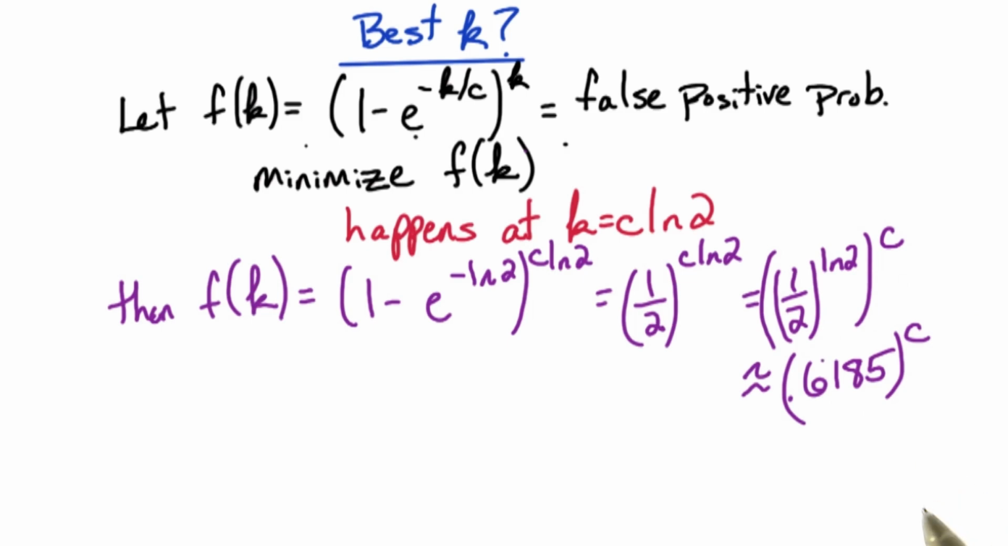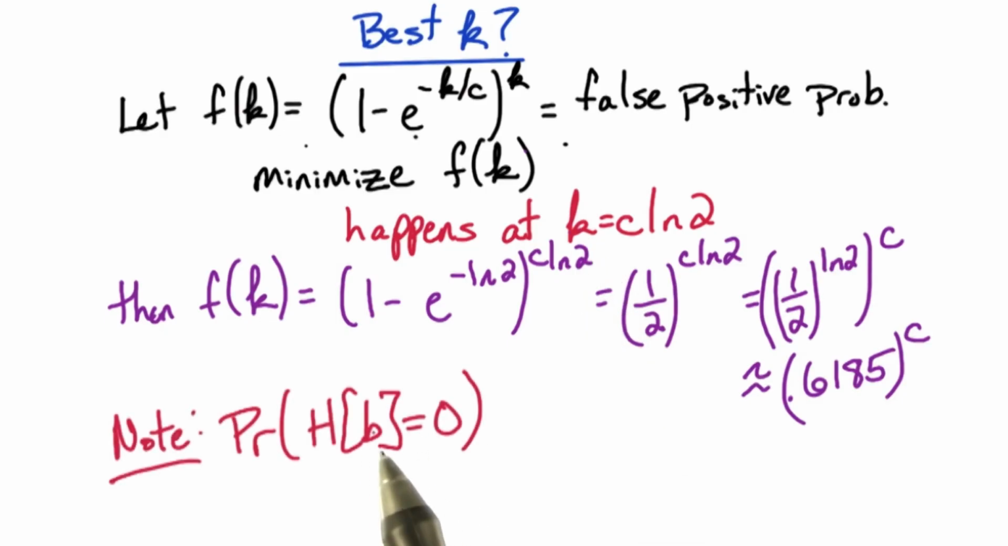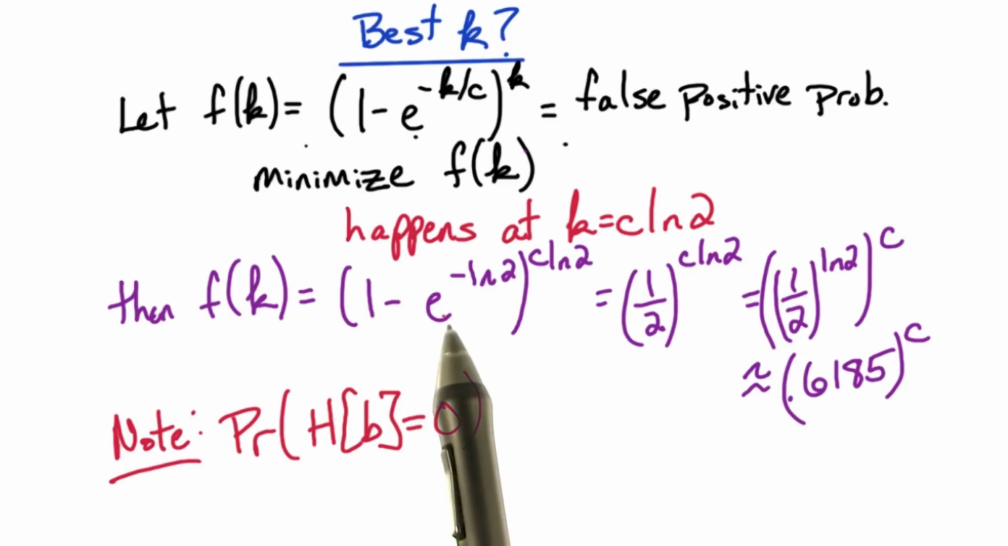Before we look at that, let's take a look at this expression right here. I want to point out something interesting about this optimal choice of k. What's the probability a specific bit is 0 or 1? The chance it's 1 is this inner expression. The chance it's 0 is this expression right here. Both of those are 1/2. So the chance we're setting a bit to 0 is 1/2. The chance we're setting it to 1 is 1/2.